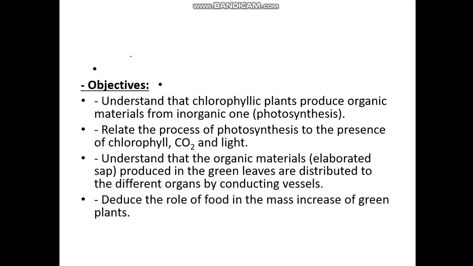The objectives for this lesson: first, you have to understand that the chlorophyll plants produce organic material from inorganic one, and this takes place during a process which is called photosynthesis. Relate the process of photosynthesis to the presence of chlorophyll. Yani, without chlorophyll, carbon dioxide, and light, photosynthesis will not take place. Okay.